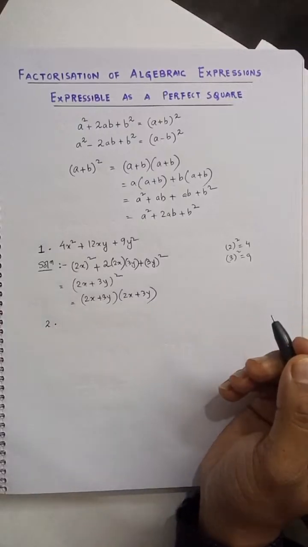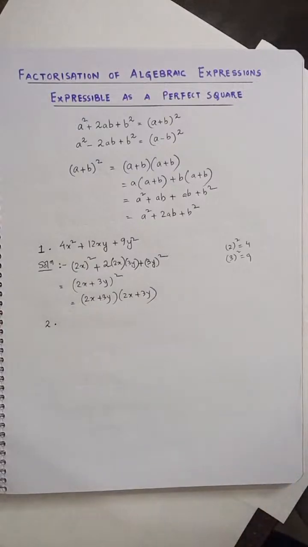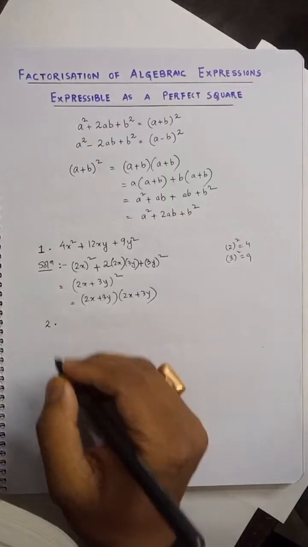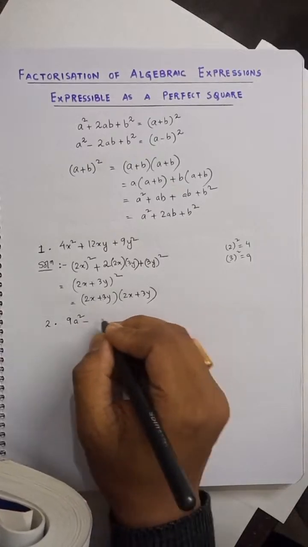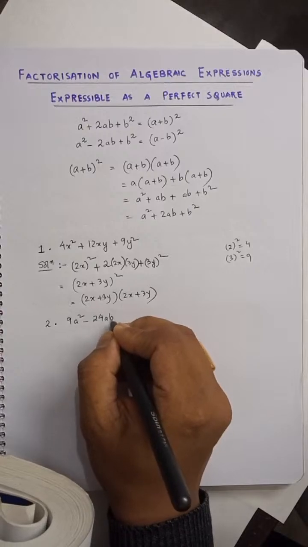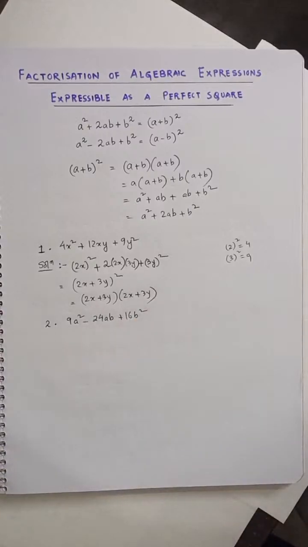Okay, so let us try one more question. There are 27 questions in this exercise. Let's see how many can we solve today. So the next question is 9a² minus 24ab plus 16b².